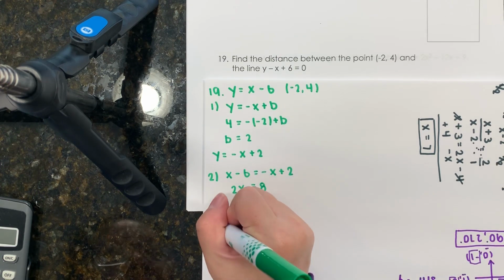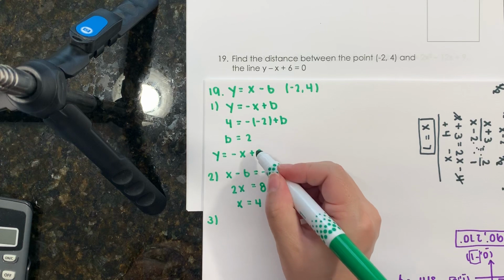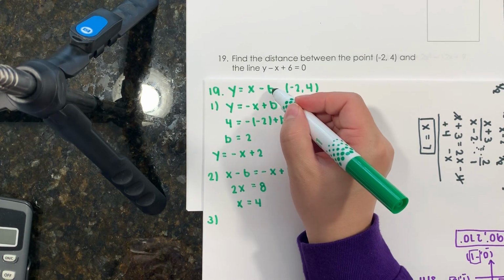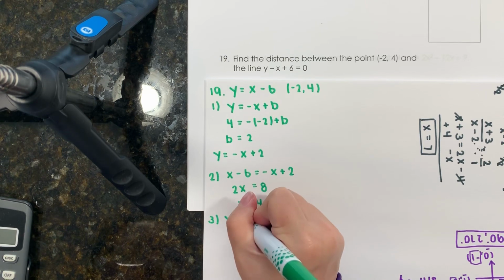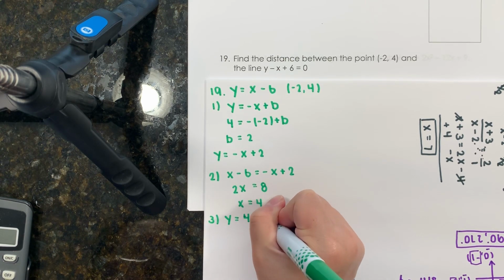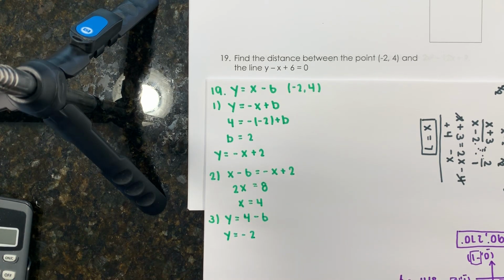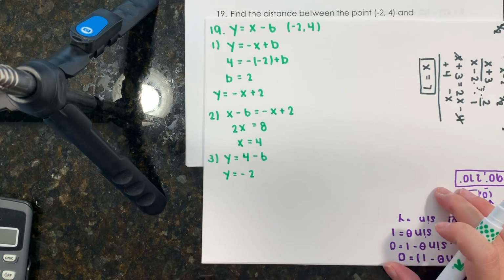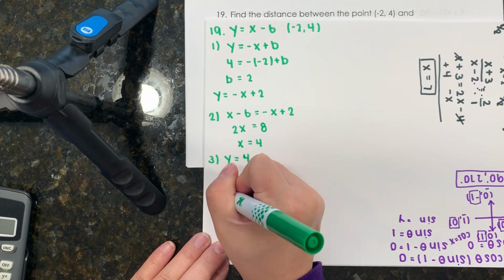Now for step 3, I have to solve for the y coordinate. So I just plug this x equals 4 into either the perpendicular line or the original line. If I plug it into the original line, it would be 4 minus 6. So y would be equal to negative 2. Now your final step 4 is to find the distance between those 2 points.